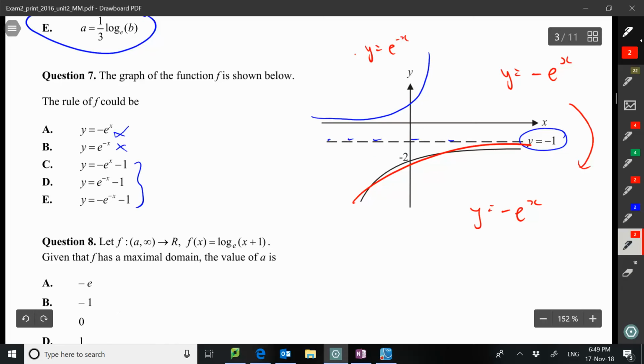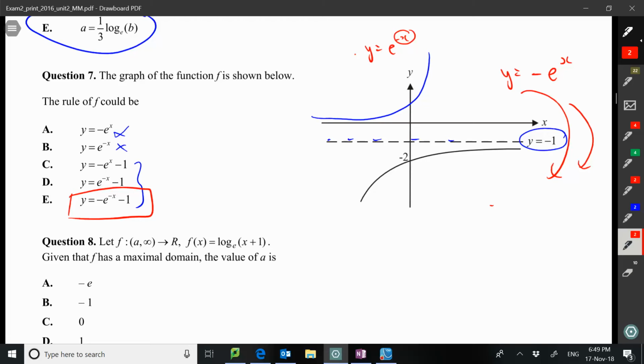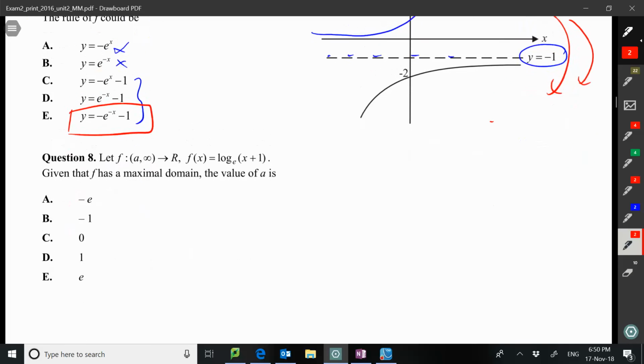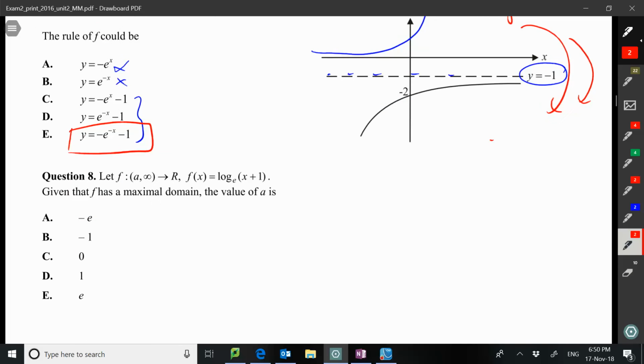The only way to get that is if you reflect it like this. Not only do you have a negative x, but you flip onto the x-axis again. So technically you need two reflections. The only one with two reflections that goes down has to be E. So 7 is E. That goes back to you knowing your transformations and your graphs.